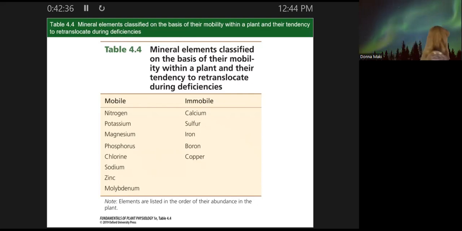Wasn't there a show that was named CSI for a while? I remember a student saying, "No, that's CSI. That's easy to remember." And so there's little acronyms and ways you can memorize that. But these are famous for being immobile: calcium, sulfur, iron, boron, and copper.